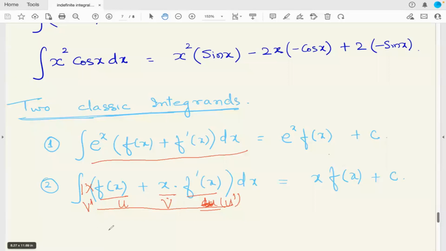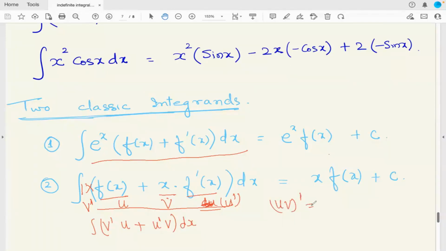So, once again, if we write this same integration, what is written: v dash u plus u dash v, right, dx. And we know that in differentiation, you must have studied, what is the differentiation of uv in the product rule?